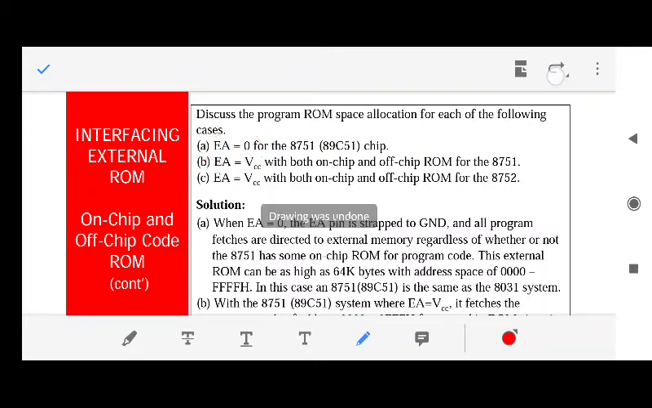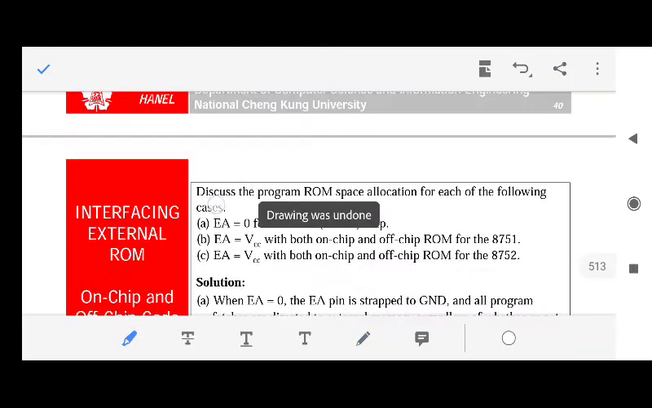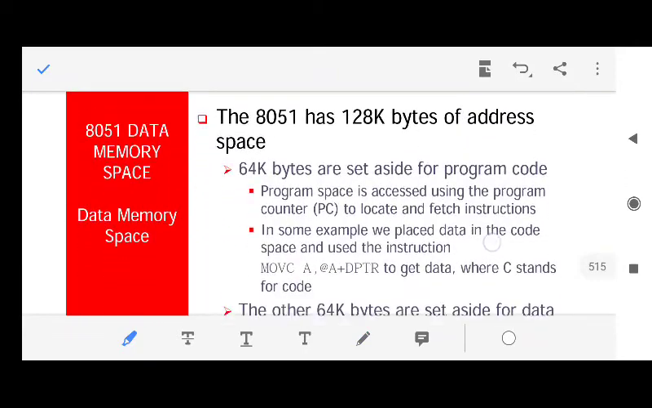Fine. But if you are making EA equal to VCC, that means EA equal to 1, that means you are using the internal memory. So it will first execute the internal memory, and if any external memory is connected, then after finishing the internal memory, it will execute the program stored in the external memory. If there is no external memory, then it will keep on executing the program which is inside the internal memory. That's it. So please do these examples, so it will make it more clear.